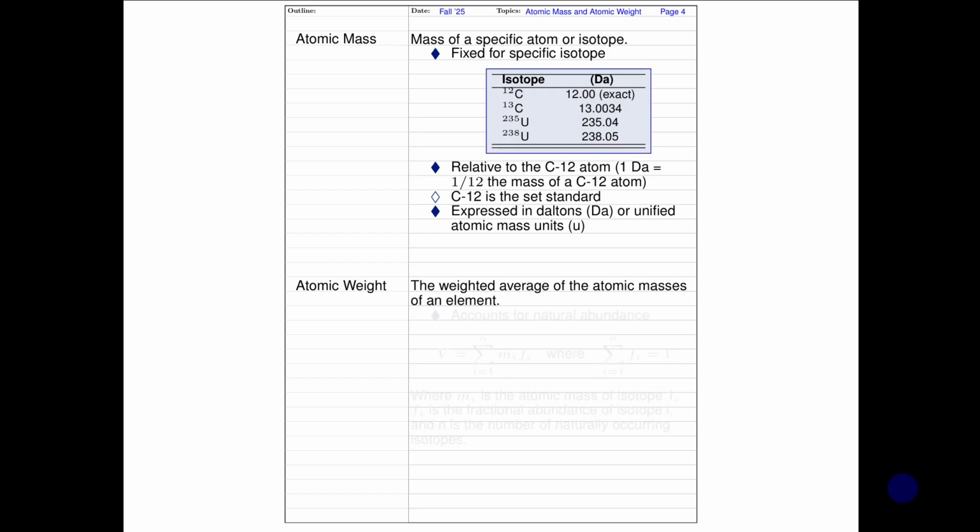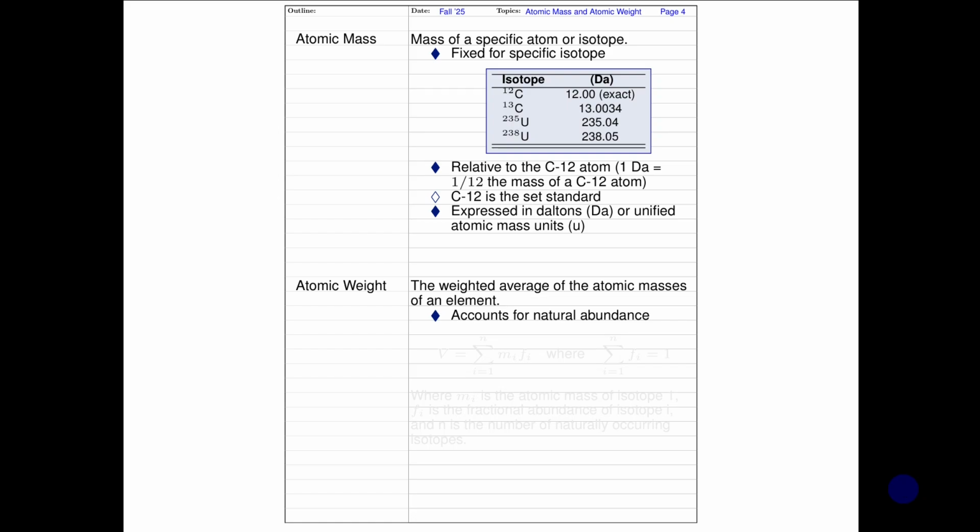The atomic weight is the weighted average of the atomic masses. Note that some textbooks refer to this as the average mass or the standard atomic weight, but atomic mass and atomic weight are two distinct terms with separate meanings. The atomic weight is a type of average that accounts for the different isotopes and the percent abundance, or the natural abundance, of those isotopes.